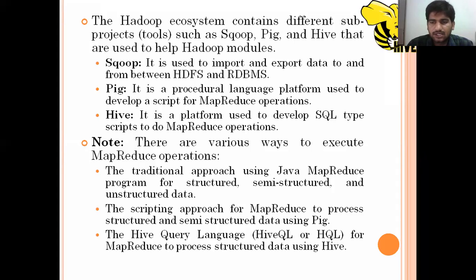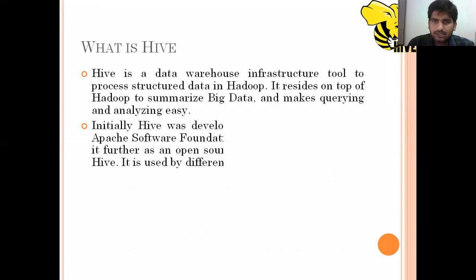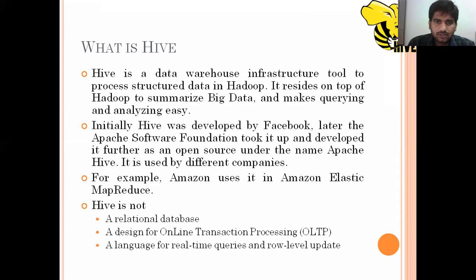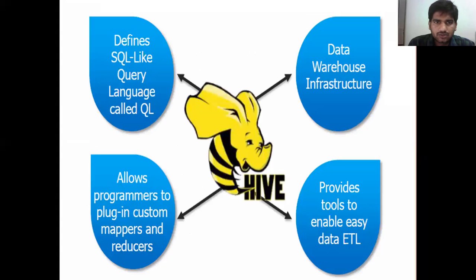So these are the various ways we are going to approach these map reduce operations, depending on the various types of data we are going to be dealing with. So this was the thing. We know what Hive is. It is used to store.